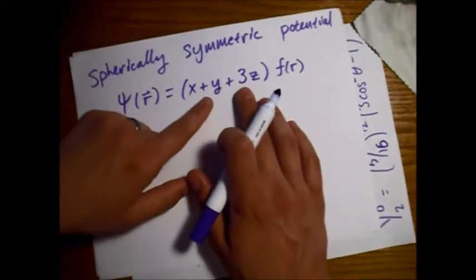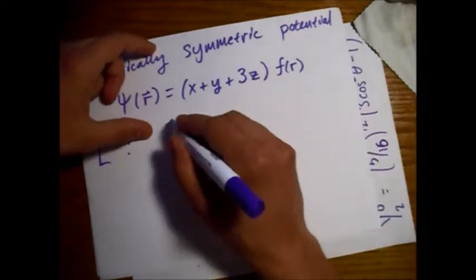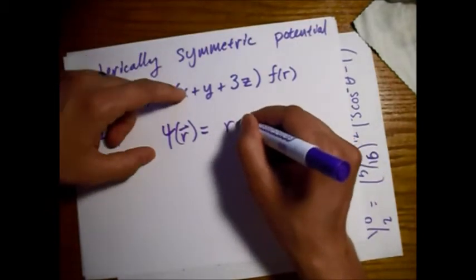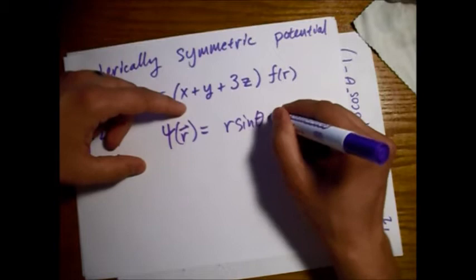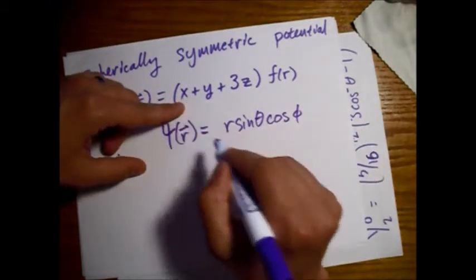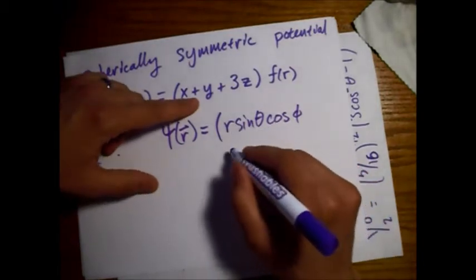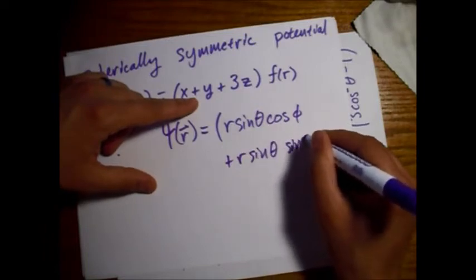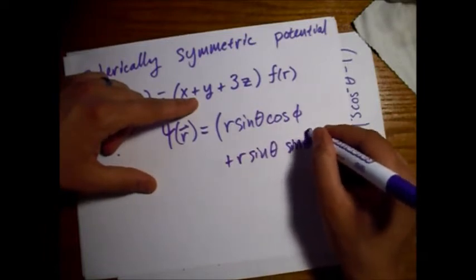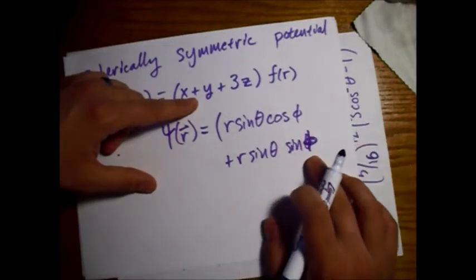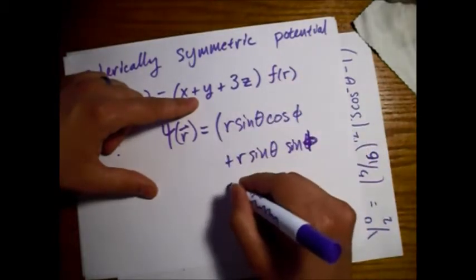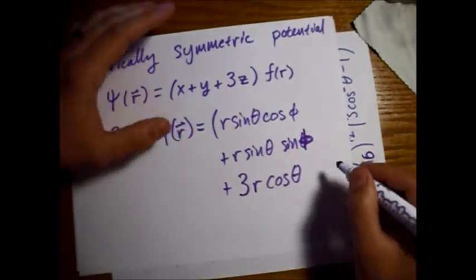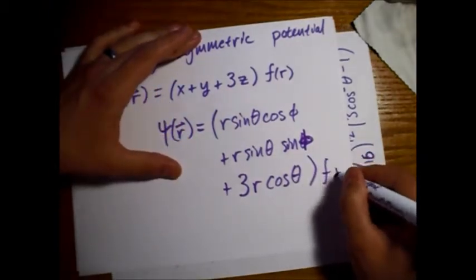So first we're going to put this into spherical coordinates. We have r sine theta cosine phi, so this is x, plus y, which is r sine theta sine phi, and then z, except we have this 3 here, so 3r cosine theta. And it's multiplied by this radial part.